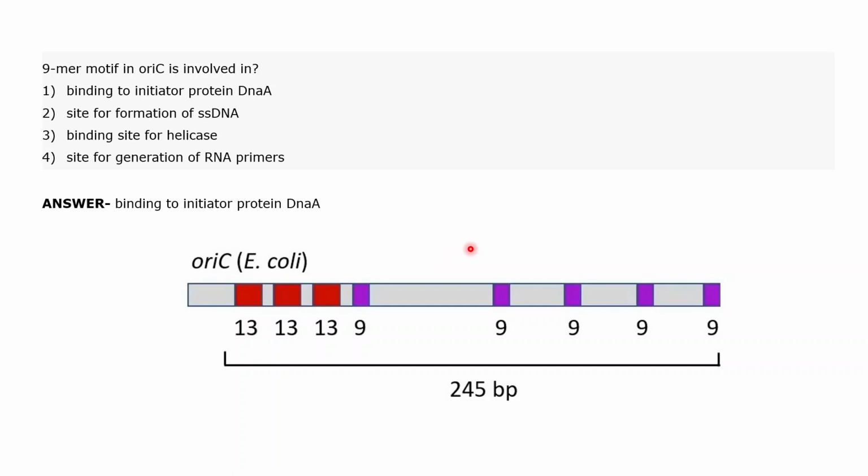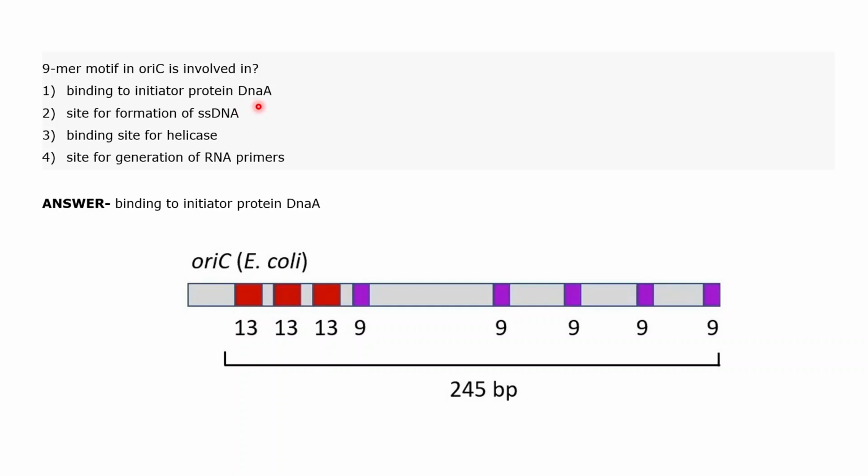In the case of the 9-mer motif, you can see they are present at different regions in different lengths. The 13-mers are quite close to each other, while the 9-mers are quite far away from each other. There are 5 such motifs: 1, 2, 3, 4, 5 such 9-mer motifs, right? The 9-mer motif binds to the initiator protein DNA A.